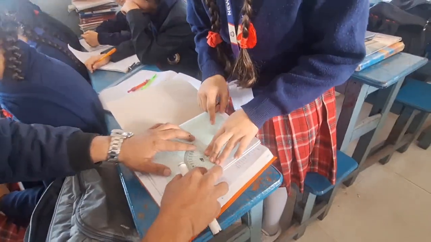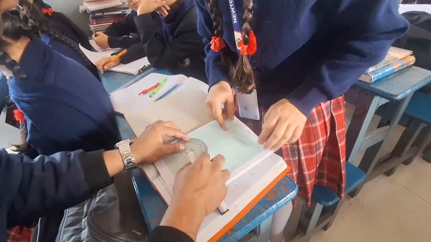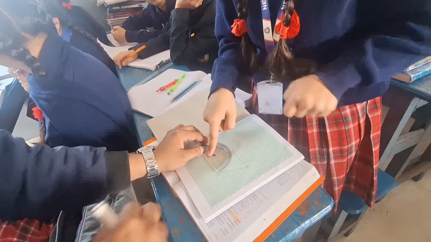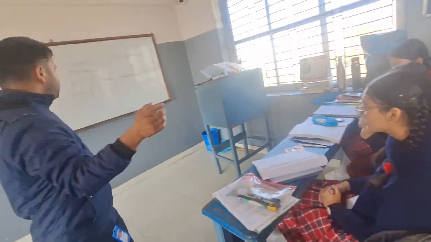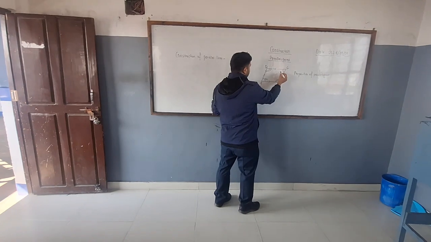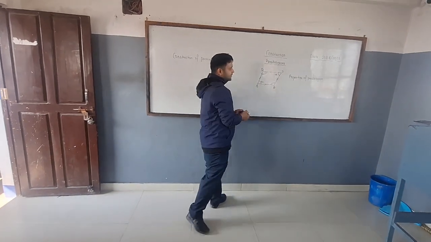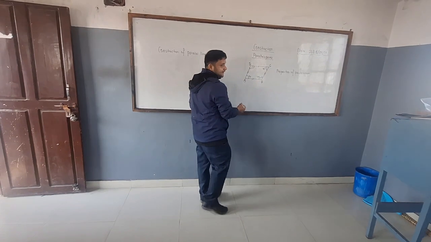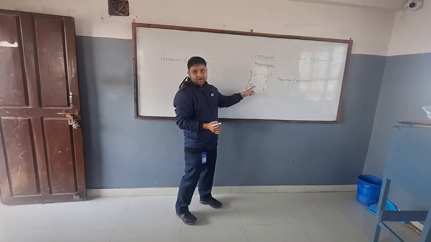70 degree. Okay, angle A is 70 degree. And what about angle C? Angle C is also 70. Okay. I drew a parallelogram on graph paper, and in that parallelogram angle A was 70 degree, angle C was also 70 degree. So if you measure angle B, how much will you get here? 110 degree. Can you justify why it will be 110 degree?